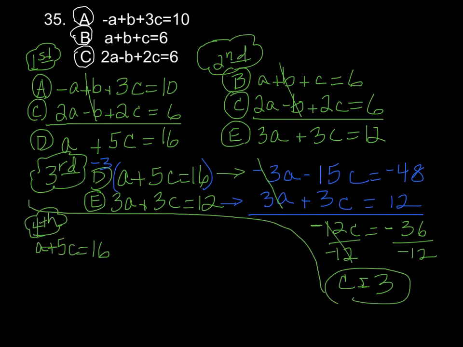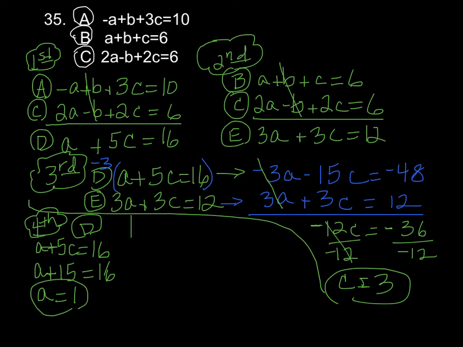Next is going to be to pick either your D equation or your E equation. I chose my D equation right here. And I'm going to plug in my C equals 3. So A plus, now I'm doing my C is 3, so 5 times 3 would be 15, equals 16. And then bring that 15 over, and you'll see that A is equal to 1. All right, so we're almost done now.